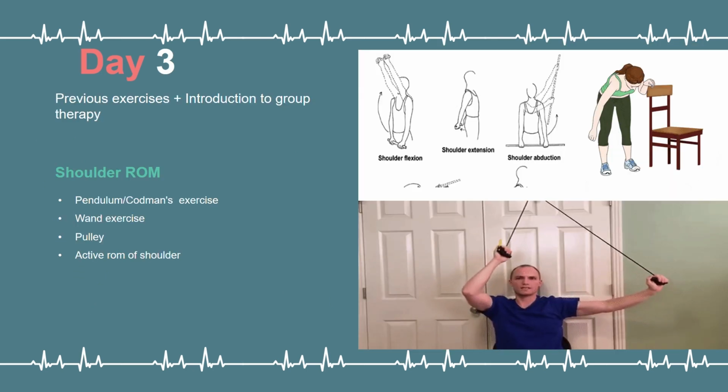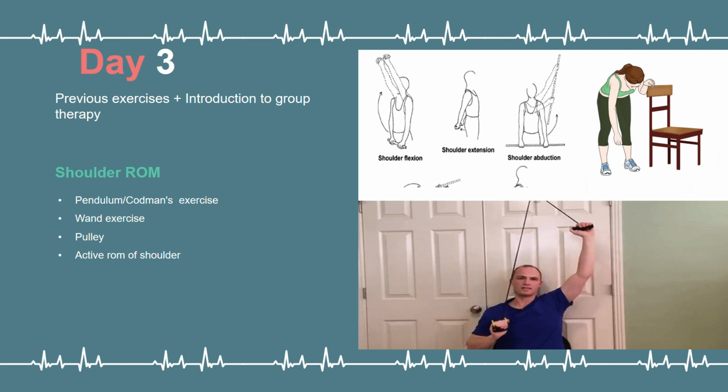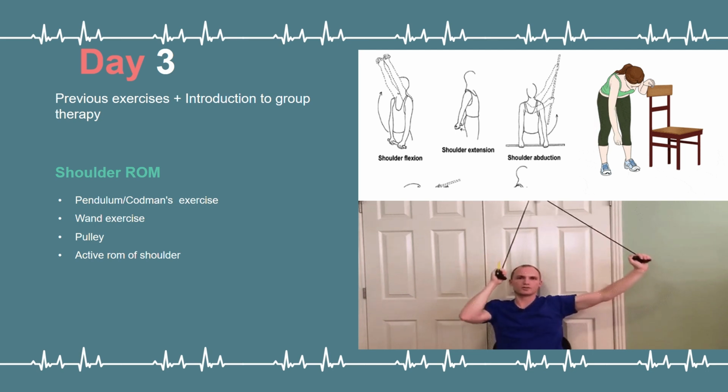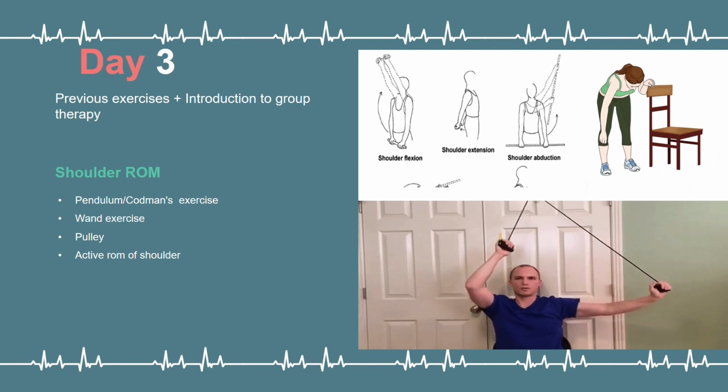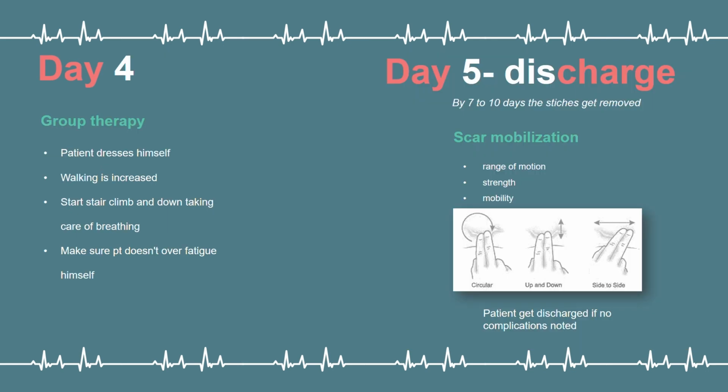Day 3 begins with the introduction to group therapy, and shoulder ROM is started, which includes pendulum, wand exercises, pulley, and active ROM of the shoulder. By day 4, according to comfort, the patient will be able to dress himself. Walking should be increased, and stair climbing up and down is done with care of breathing. By day 5 to discharge, that is 7 to 10 days, the stitches will get removed.